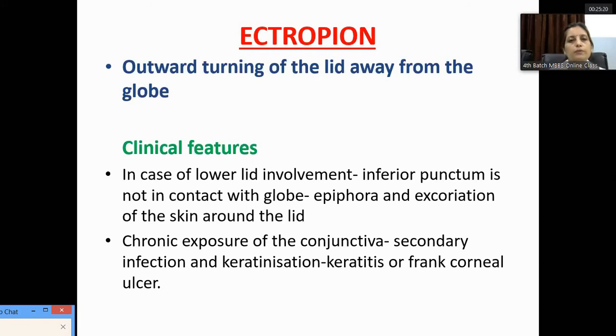So ectropion is the outward turning of the lid away from the globe. In cases of lower lid involvement, the inferior punctum is not in contact with the globe, and epiphora and excoriation of the skin around the lid are the common features of ectropion. And chronic exposure of the conjunctiva will lead to infections and keratinization. You will see keratitis or frank corneal ulcer.